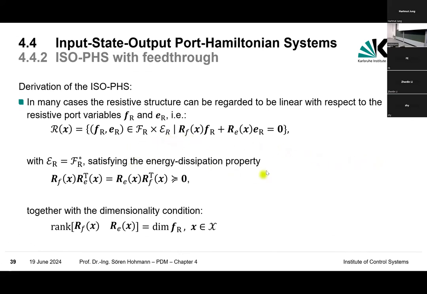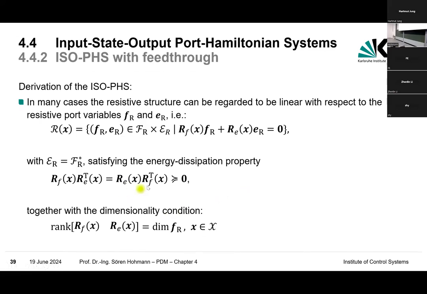But just as an idea, first of all, a linear resistive part means that Rf of x times Fr plus Re of x times Er is equal to 0, and obviously I can solve for Fr or Er, because I can invert their respective matrices. This is only possible if Rf or Re are invertible. This is, on the other hand, always possible if we have dissipation, because we have these positive matrices, as before. So we need some sort of dissipation.